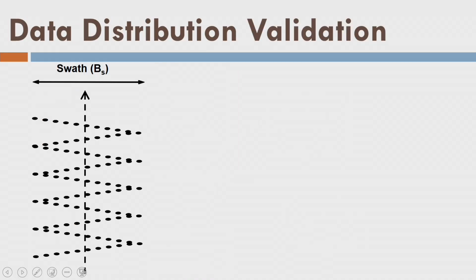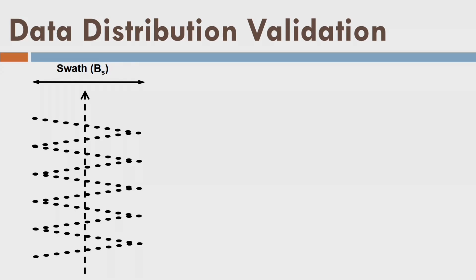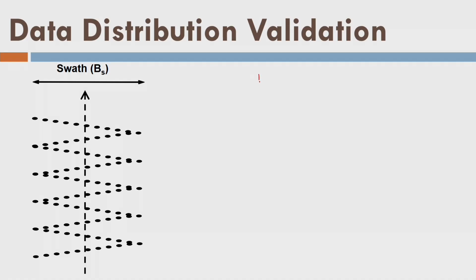Now let us see how to validate whether we get the appropriate data or not. Once you have acquired the data after flight planning, you went to the field and acquired the data. Now how do you ensure that your data distribution is uniform or not? There are simple checks, and we are going to learn all these checks in this lecture. First of all, we define a quantity called NPS. What is NPS? Nominal pulse spacing.